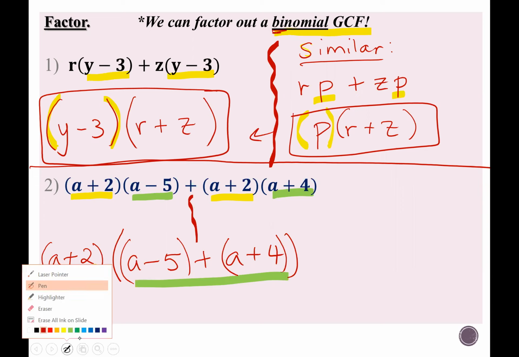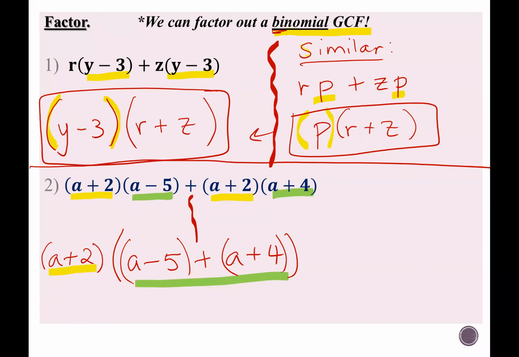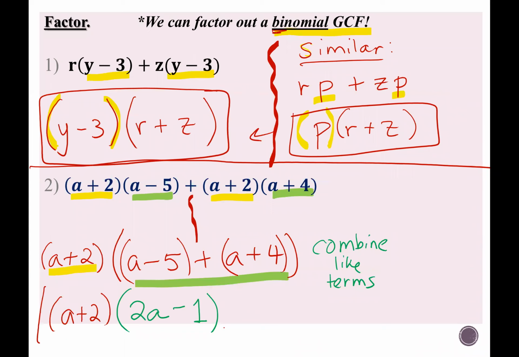So let's do that. A minus 5 plus a plus 4. We essentially need to combine like terms or collect like terms, which isn't something you've heard in this lesson, but you've done it. All right, so the a's are alike, so we'll combine the a's. A plus a is 2a. And then negative 5 plus 4 is negative 1. So 2a minus 1. And then I'll just bring down the a plus 2. And that is my final answer.